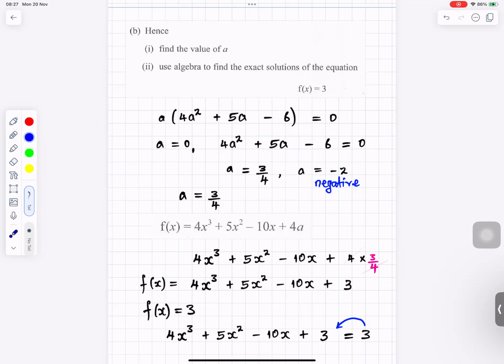So the next step is you want to use 3/4, the positive answer. So when you put a to be 3/4, times 4, you get 3. So f of x is that expression, and you make it equal to 3. You want to solve it now.